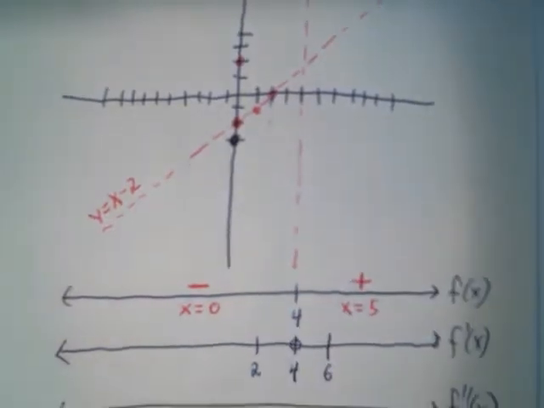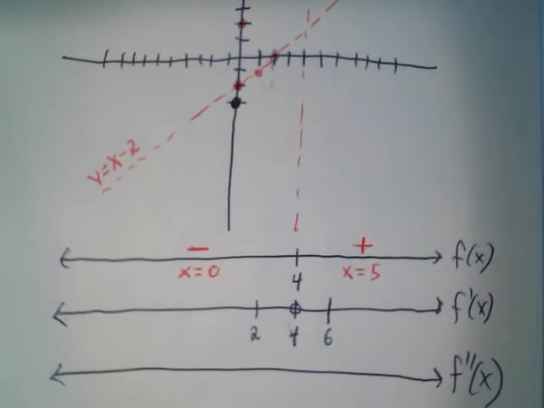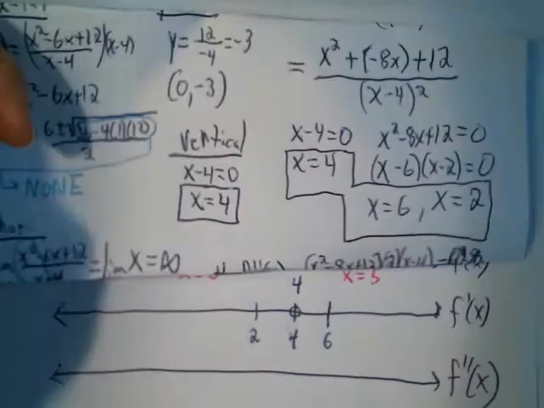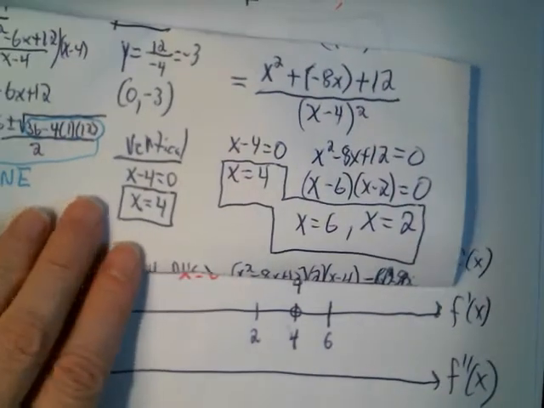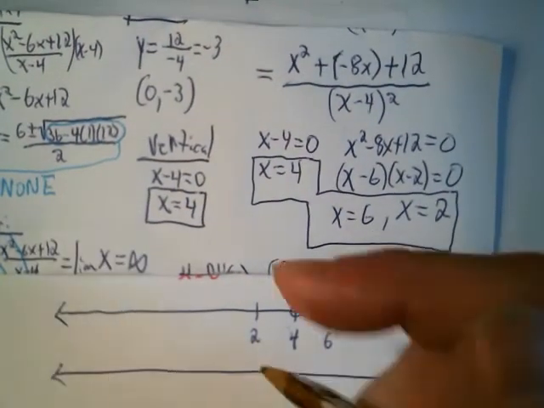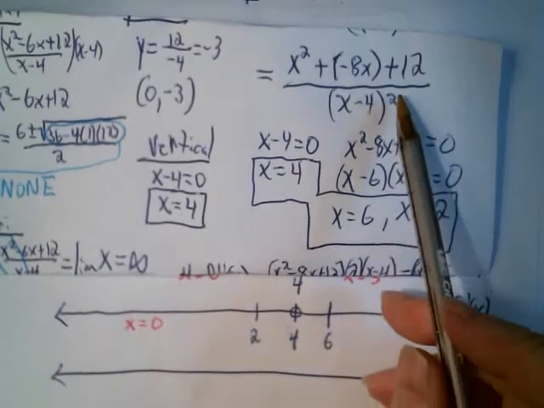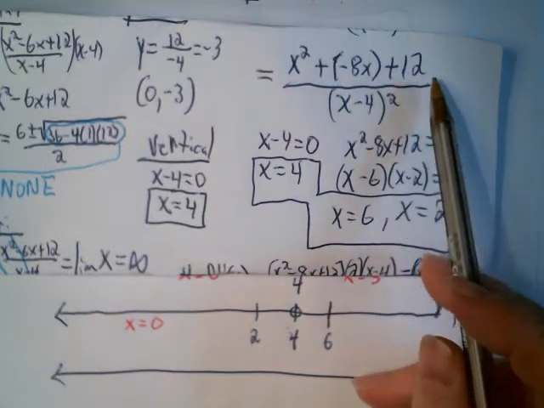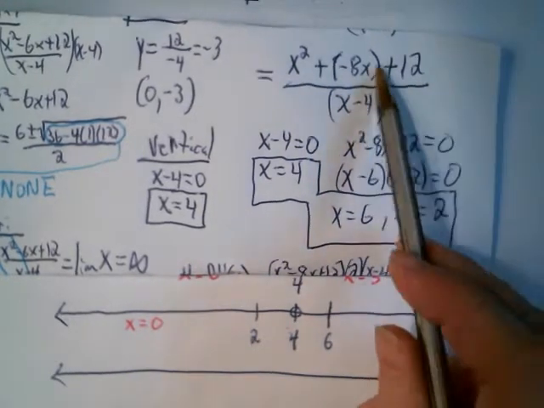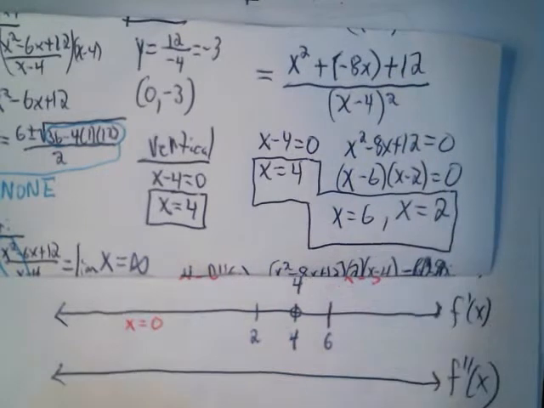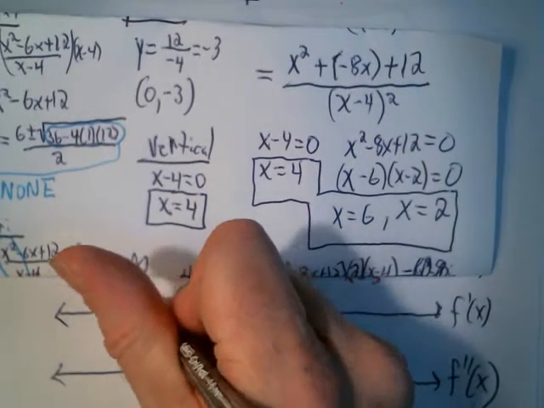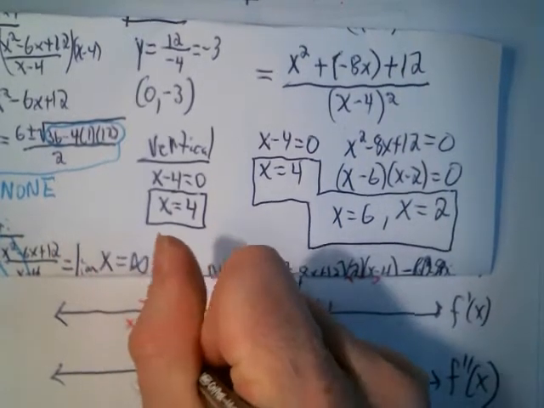You don't have to do that just for me. I'm going to do that. And then we want to zip through and test values and all that jazz, figure out where it's increasing and decreasing. So I'll try x is 0, plug that into the first derivative. So 0 minus 0 plus 12. The denominator is always positive, so you only have to look at the numerator. So it'll be positive. In other words, it's increasing here.